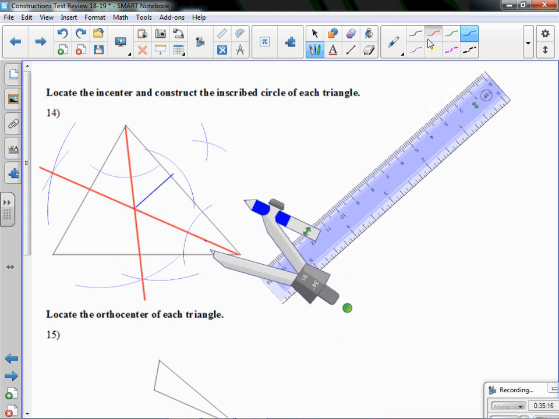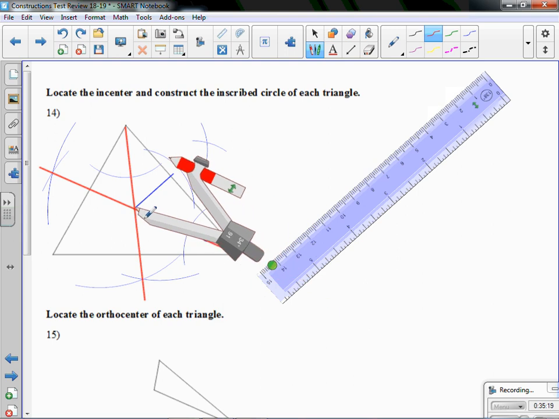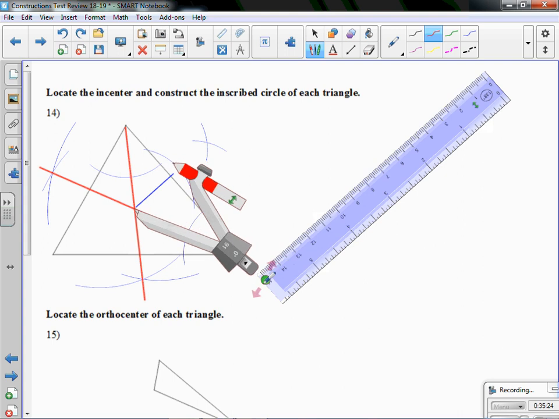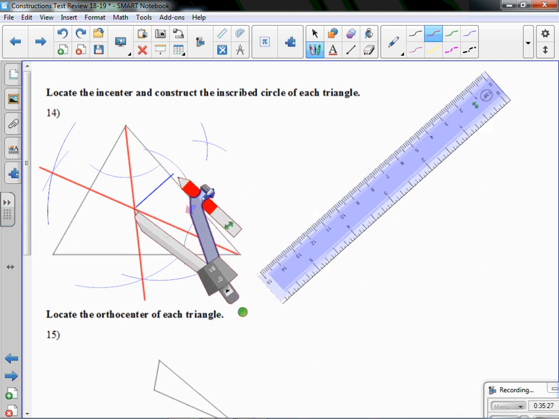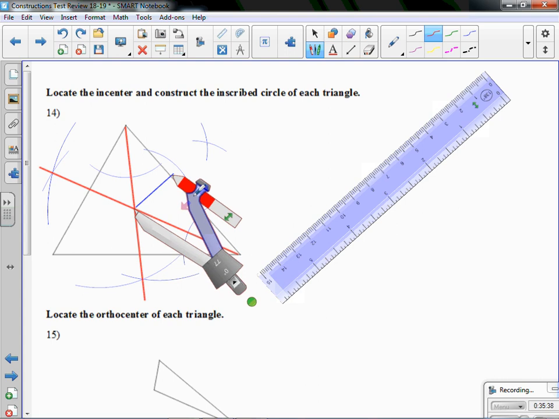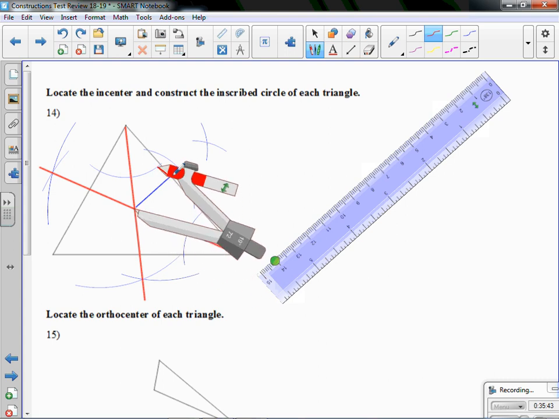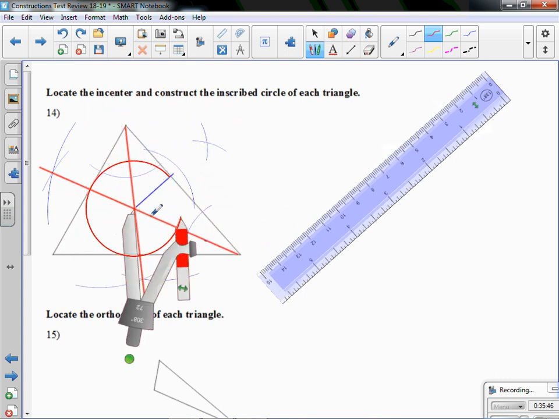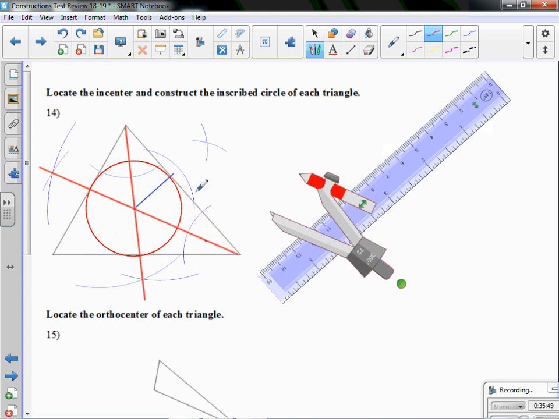And when we bring our compass over, we put the point of our compass at the incenter, and use our compass to set it to the length of that part right there. It's not going to let me set my compass exactly, so I'm going to miss this by a little bit, but now we make a circle there. And when we finish, it should come really close to hitting all three sides of the triangle. And this is your inscribed circle.